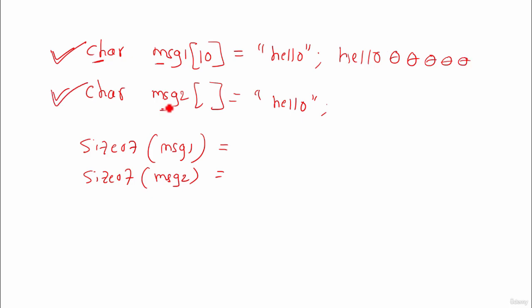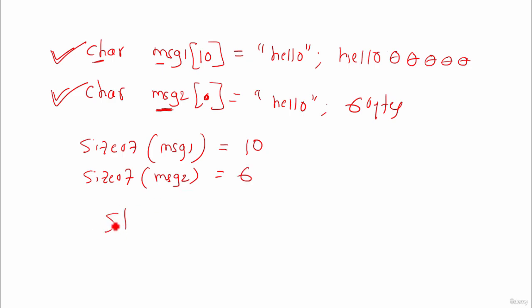But in this case, the compiler will dynamically tune the size of the array. Here the compiler will reserve only 6 bytes for this array. That's the reason why we don't mention the number of data items when we store a string using a character array. So here if you do sizeof message 1, it would give you 10 bytes, remember that. But if you do sizeof message 2, it would give you 6 bytes.